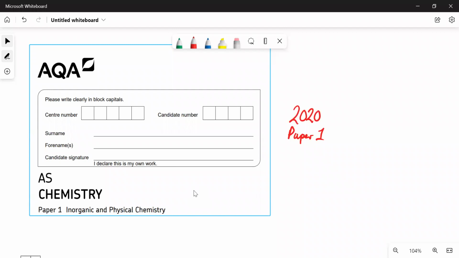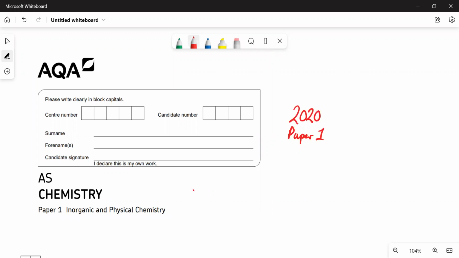Hi, in this video, I'm going to go through the AQA AS-level Chemistry paper. This is the 2020 paper, paper one. I'll just do the first half in this video and finish in a later one.